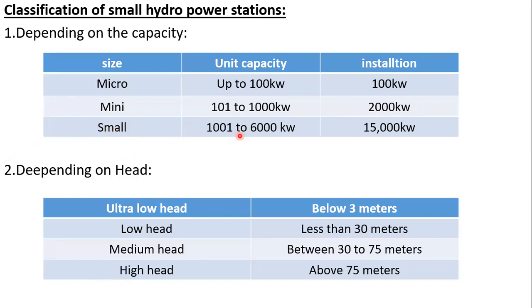And if you go for the small one, the unit capacity will be from above 1001 to 6000 kilowatts, and the installation capacity can go as high as 15,000 kilowatts. And this is the second classification, depending upon the head. If you take ultra low head, it will be below 3 meters, and for low head it is less than 30 meters, and medium head is between 30 to 75 meters, and high head is above 75 meters.